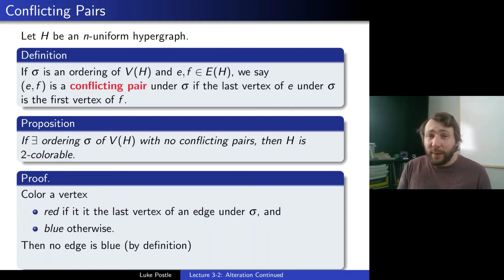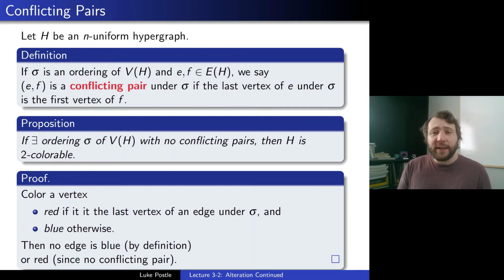There's no blue edge by definition, because we always color the last one red. So that's fine. We avoid monochromatic blue edges. What about monochromatic red edges? Convince yourself why those don't work. Well, it's because of the no conflicting pair, right?